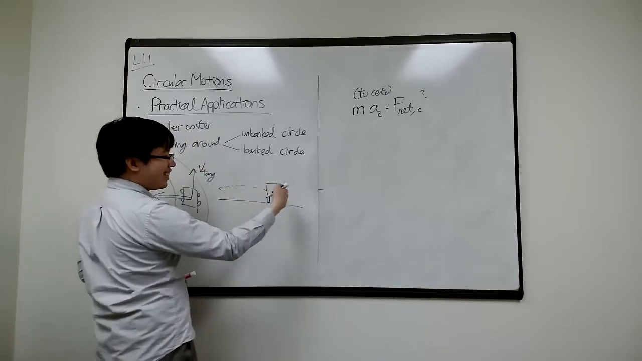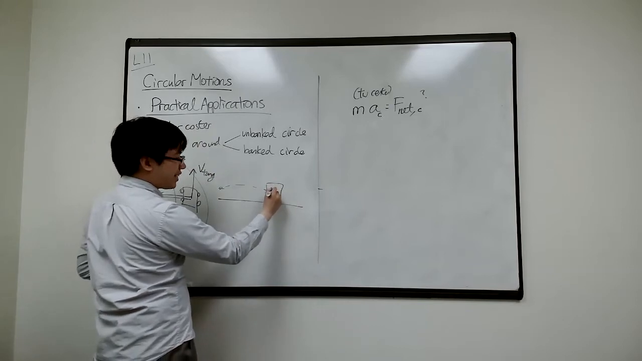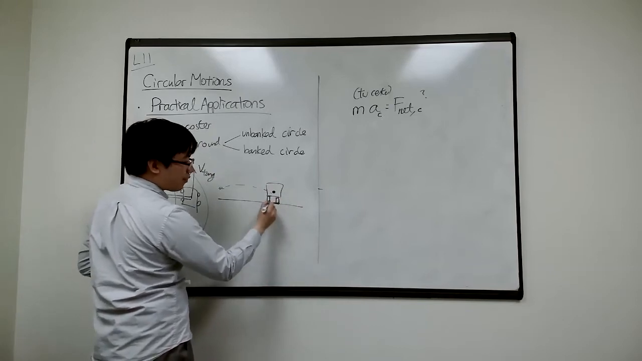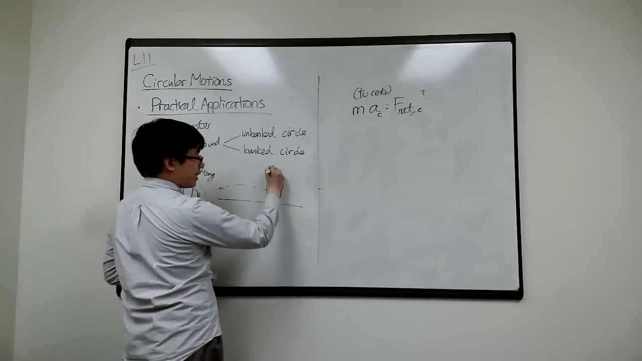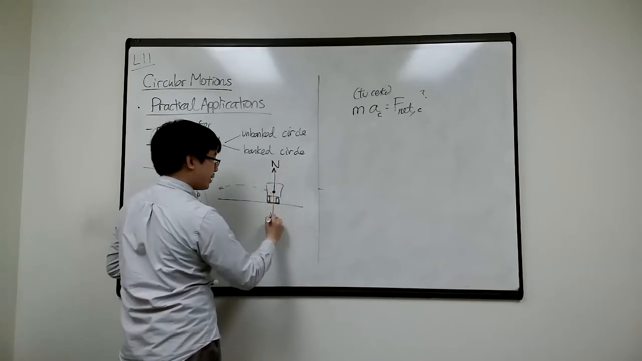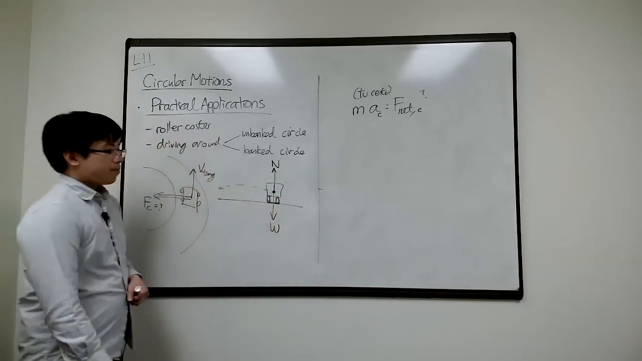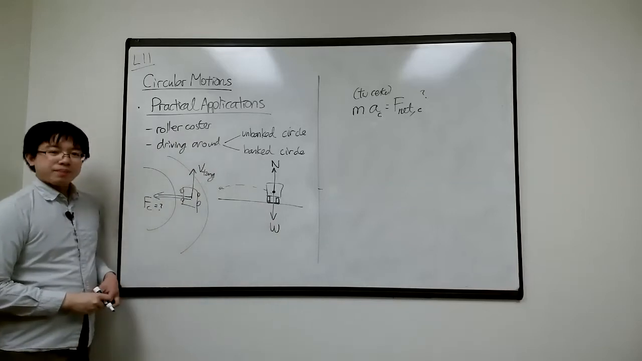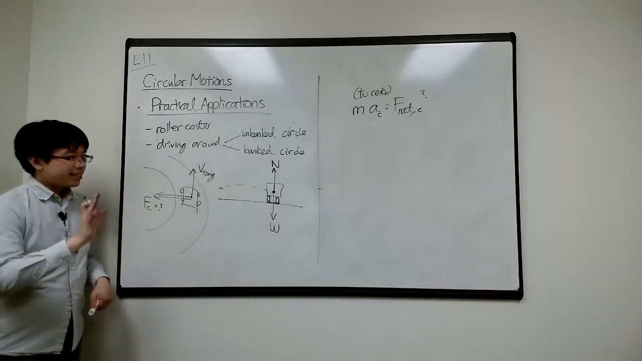So what's the free body diagram? Well, it's in contact over here. So there is a normal force. There is its own weight. And what else? Should we care about friction? Now let's think about it.